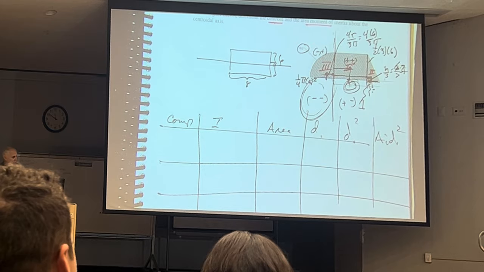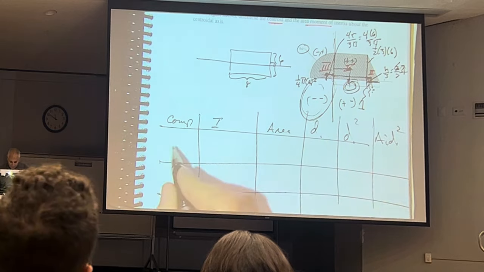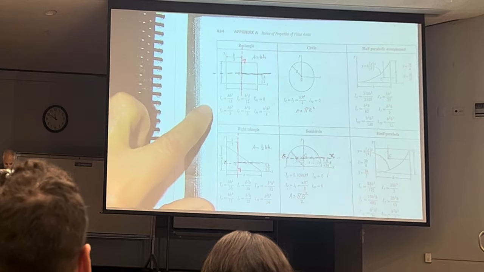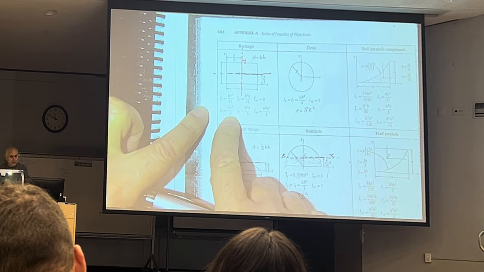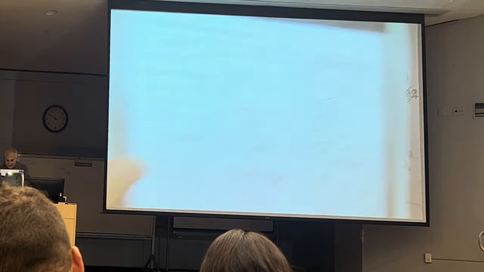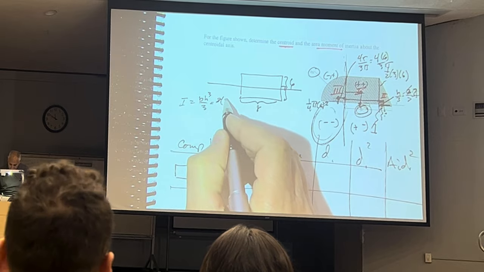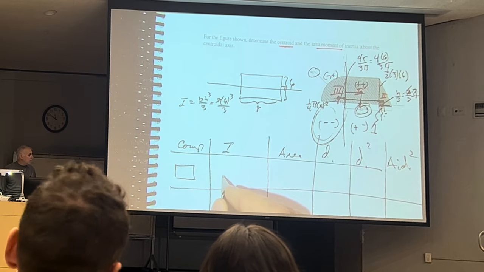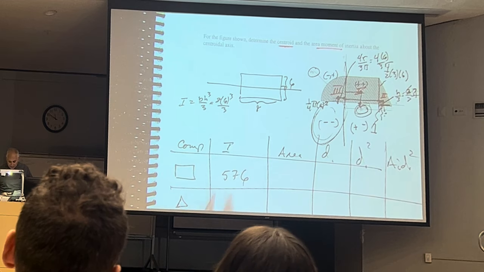Here it is. Somebody got the quick calculator? You ready? Okay. Rectangle. The I about the rectangle is I. What about the base? The base is BH cubed over 3. Correct? So I have BH cubed over 3. In this case, 8 times 6 quantity cubed over 3. Give me a number. How much? 576.